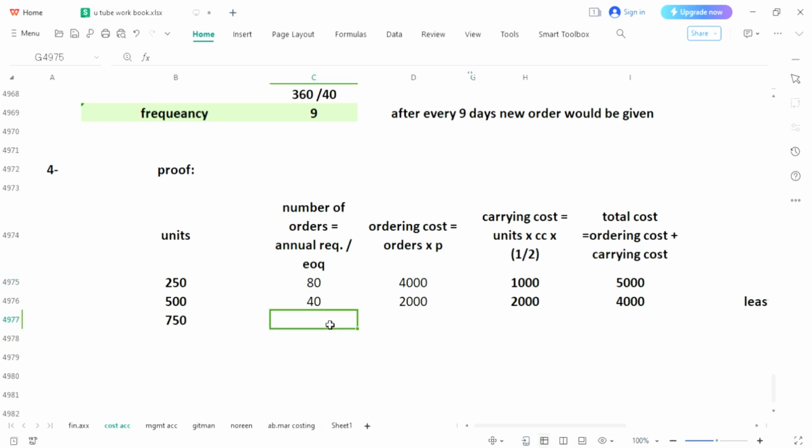So next we will see the cost of 750 units. Again, first the number of orders would be calculated. For that, the annual requirement, which was 20,000, would be divided by the economic order quantity units, and here supposed and actual economic order quantity units have been written. Supposed quantity of units is 750 in the third case. So we have got our number of orders, 26.66. Now we will calculate ordering cost. How? Number of orders 26.6666 and cost of placing an order 50.